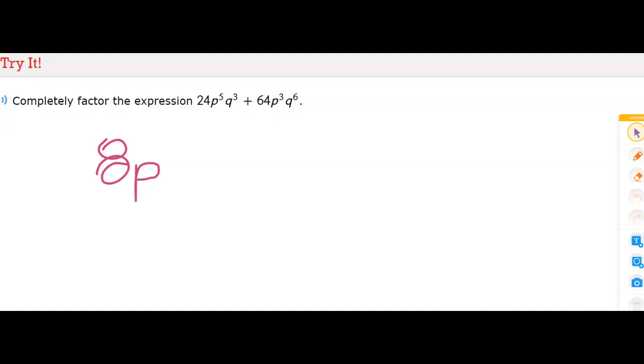P. And take out p and then take out the q and parentheses plus. And so 8 times 3 is 24. And then 8 times 8 is 64.